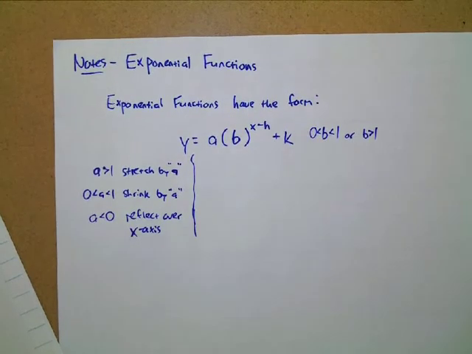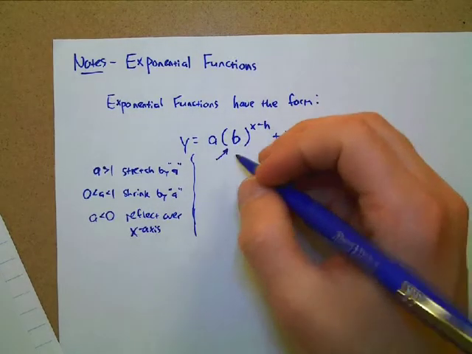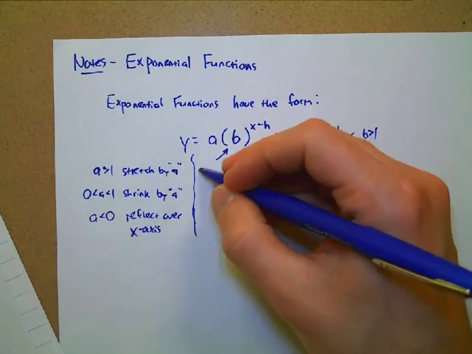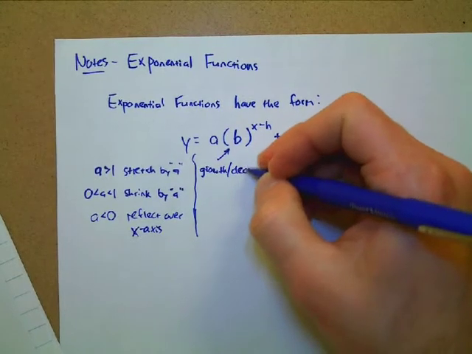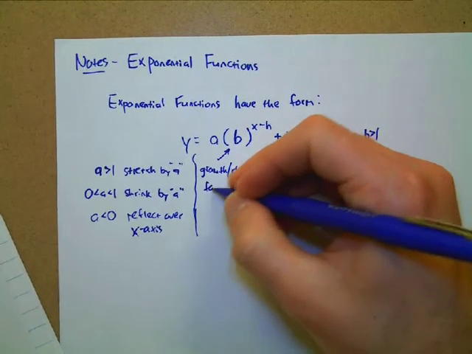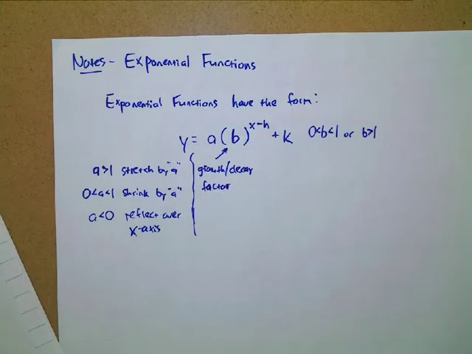Okay. I'm going to real quick also talk about b. The b value there is known as the growth or decay factor. Okay. The growth or decay factor, that's b.